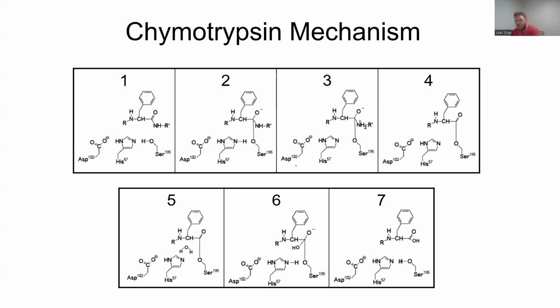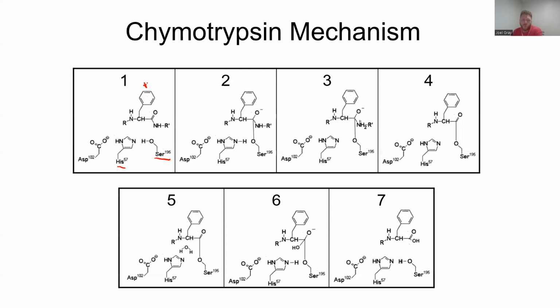And it's really hard to talk about serine 195 without talking about histidine 57. So I'm going to talk about both of those kind of simultaneously. So if we look at our first cell, we have serine 195 with its hydroxyl group. We have our substrate up here. Remember, our substrate is a polypeptide.